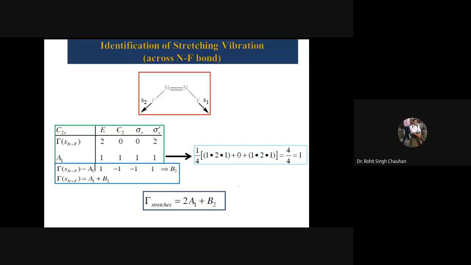Why is it 2? Because it is the molecular plane. Okay, then. So I have used it here, A1. A1 I have taken from the character table. So I'm applying the reduction formula.